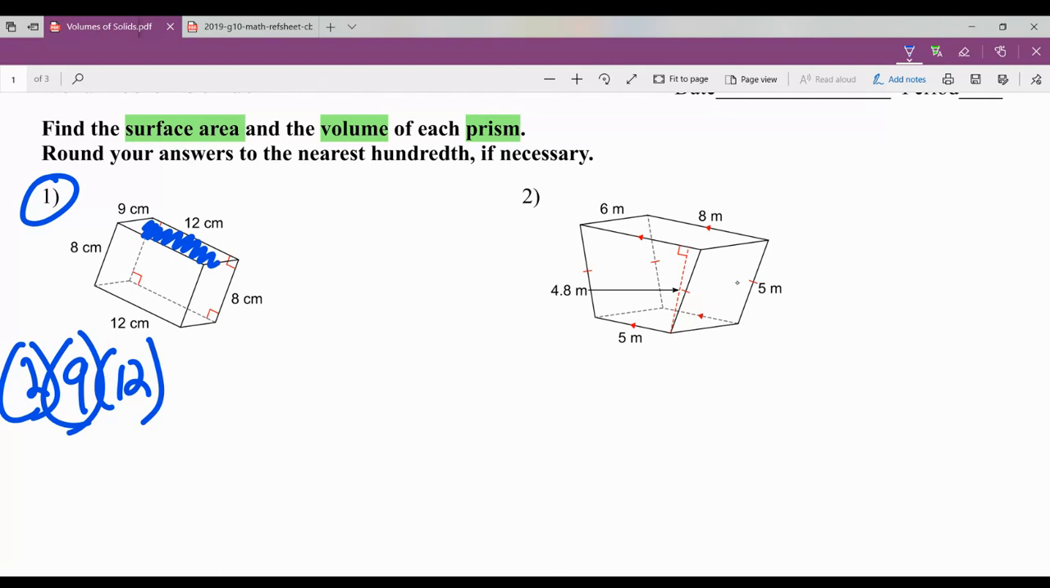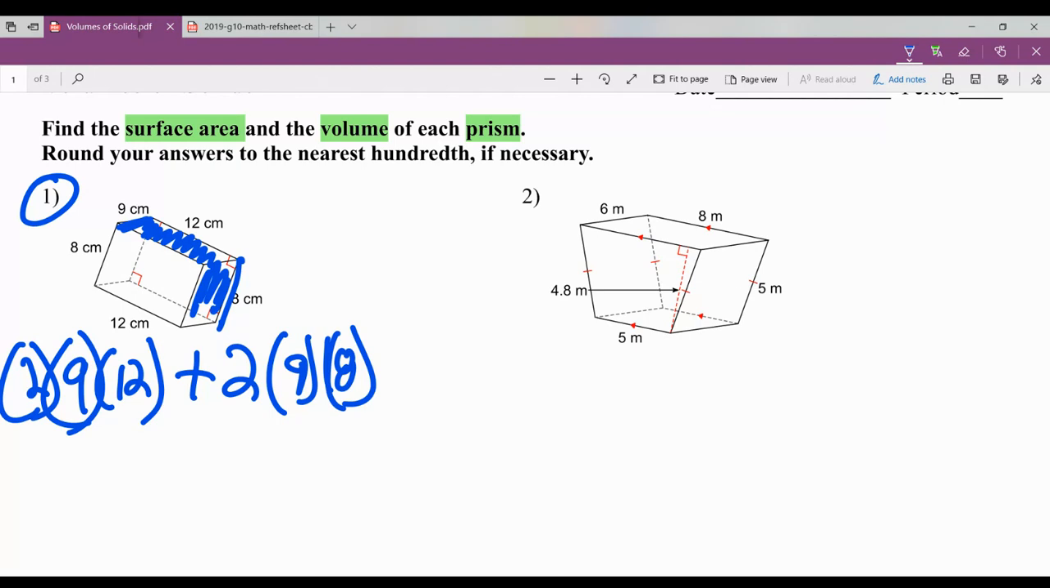But I also have the right side of this, which is 9 by 8. The 8 is the height. The 9 isn't obvious, it's over here. But because it's a rectangular prism, all of these are rectangles, which means opposite edges are identical. So I also have two rectangles that are each 9 by 8. And I also have the front and the back. The front and the back are identical rectangles that are 8 by 12. So I have 2 times 8 times 12.